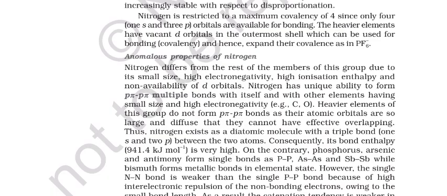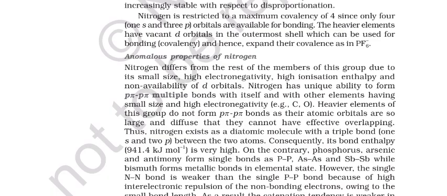Anomalous properties of nitrogen. Nitrogen differs from the rest of the members of this group due to its small size, high electronegativity, high ionization enthalpy and non-availability of d orbitals. Nitrogen has a unique ability to form p-pi multiple bonds with itself and with other elements having small size and high electronegativity. Heavier elements of this group do not form p-pi bonds as their atomic orbitals are so large and diffuse that they cannot have effective overlapping.